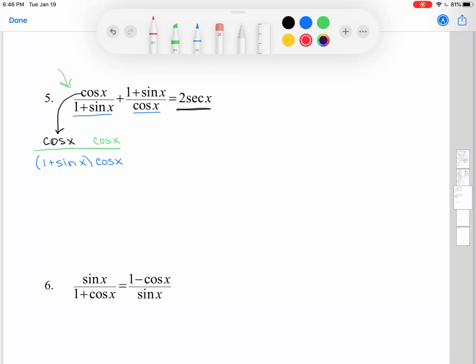So let's go ahead and get the same denominator on the second term. Same denominator, so I want a 1 plus sine x with a cosine x. In order to get the same denominator, I introduced a 1 plus sine x. So I need to do the same thing up above. And then I already had a 1 plus sine x. Okay, go ahead and distribute, see what we get.